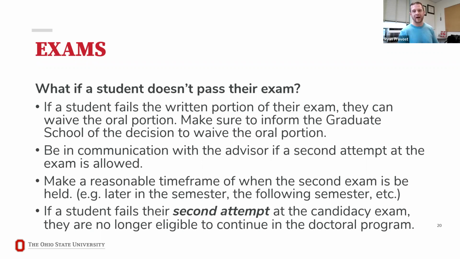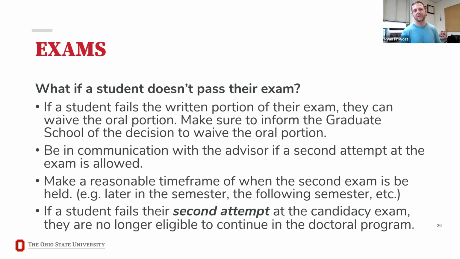You'll need to talk with your advisor to determine if a second attempt is going to be allowed. Technically, the graduate school does not require a second attempt. It can be a one and done. If you do it once and you fail, according to the graduate school, you can be done. But if you're working with your advisor, something happens, a second attempt can be granted.